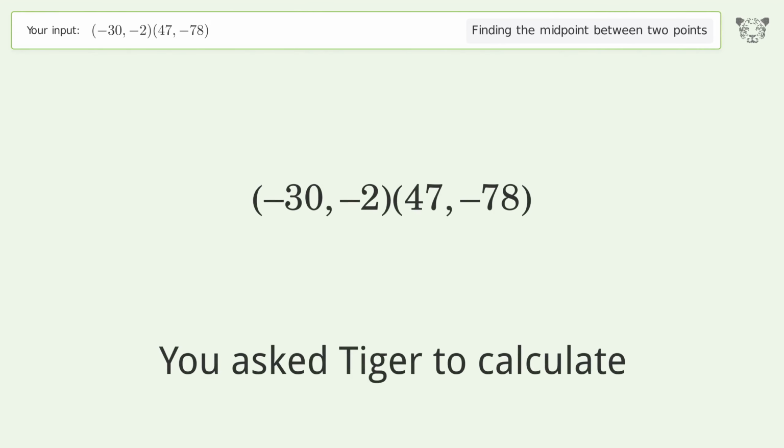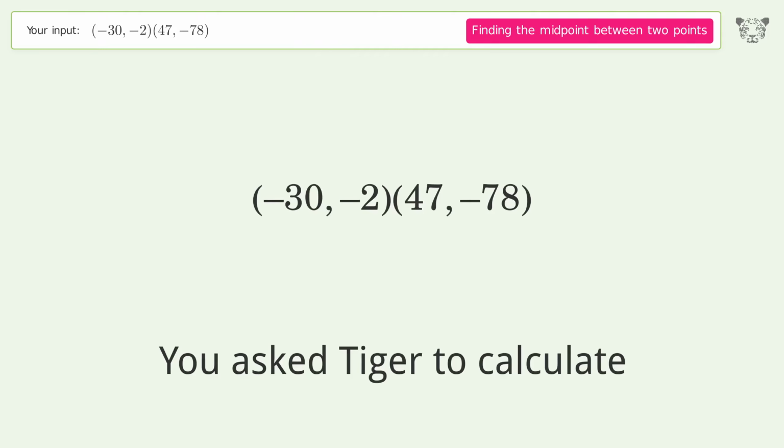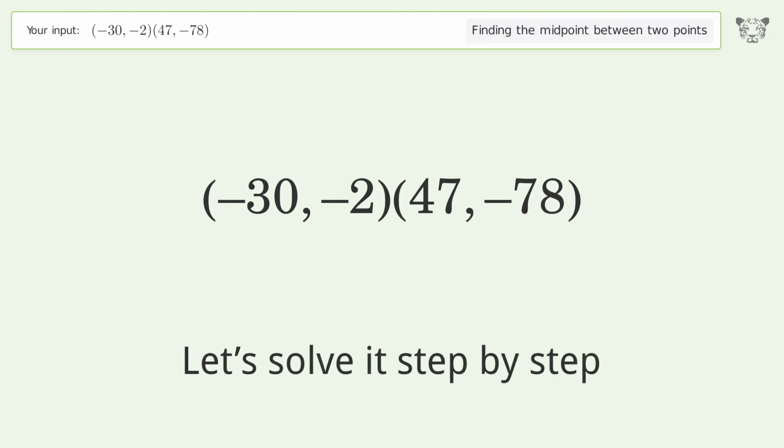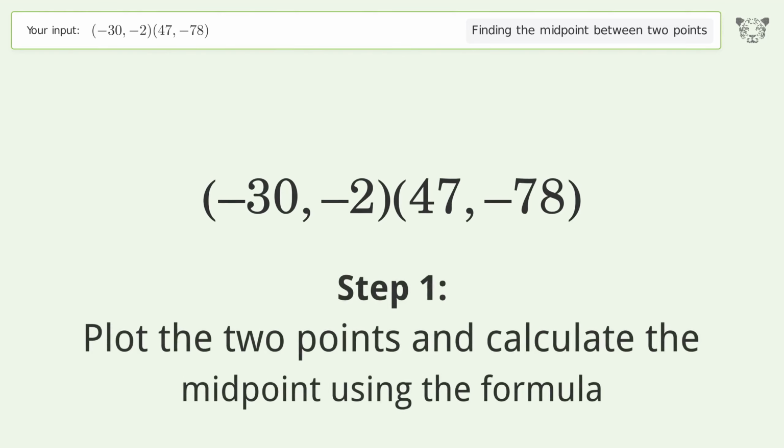You ask Tiger to calculate. This deals with finding the midpoint between 2 points. The midpoint between the 2 points is 8.5, -40. Let's solve it step by step. Plot the 2 points and calculate the midpoint using the formula.